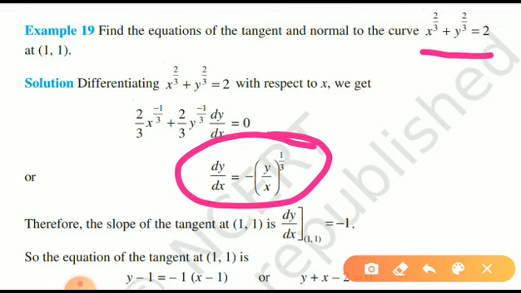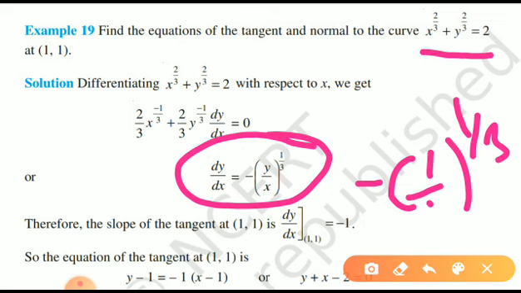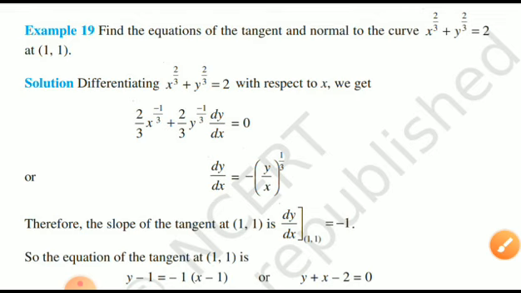So at the point (1, 1), what will the derivative be? At (1, 1), will it be equal to minus 1? Because it will be minus of 1 by 1 raised to 1 by 3. So will I get the value as minus 1? It will be minus 1. Is that clear? Okay. Next.